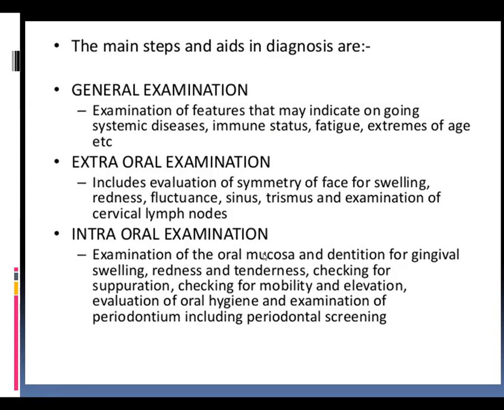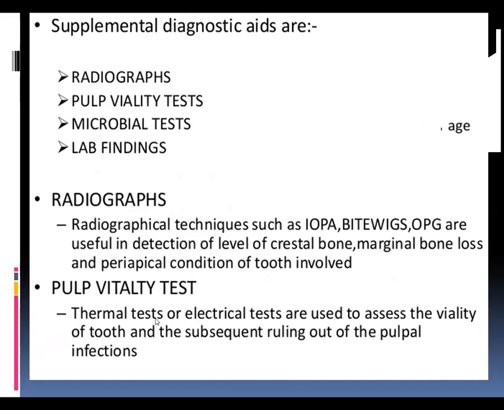And the intraoral examination: examine the oral mucosa, dentition, gingival swelling, redness and tenderness, check for suppuration, check for mobility and elevation, then evaluate oral hygiene and examine the periodontium including periodontal screening. Other than that, there are also supplemental diagnostic aids, which include radiographs, vitality test, microbial test, and lab findings.